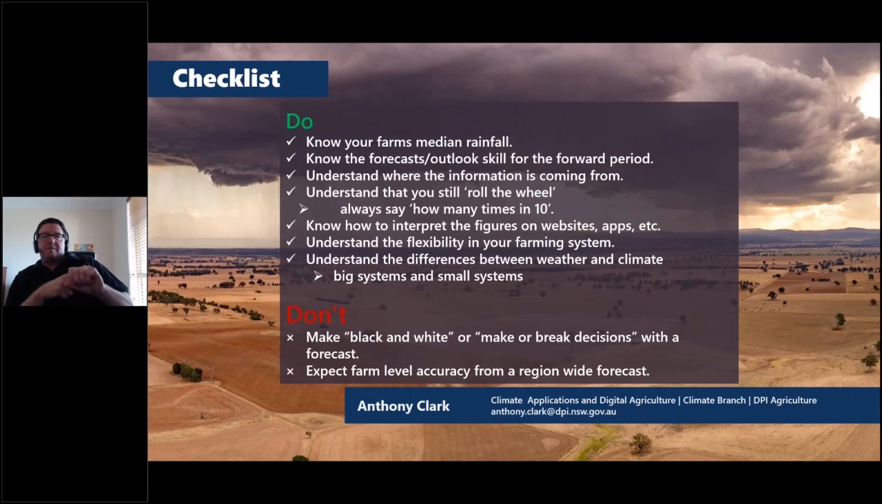Yeah, and don't expect farm level accuracy from these regional forecasts. Both the weather and the seasonal outlooks work really big across big lumps of the state and the whole state. Once you start going down into, does it really work highly accurately for my individual block of land? The skill actually does start to fall away. But know how to think about it regionally, know how to factor that type of uncertainty in.